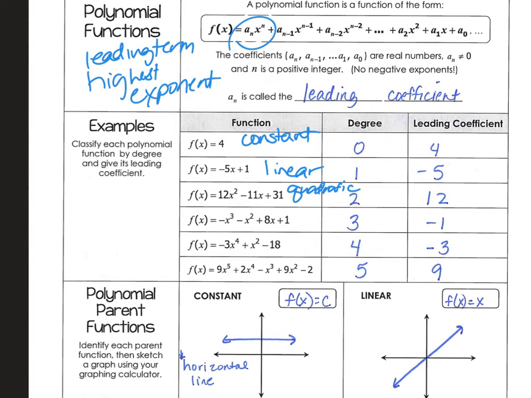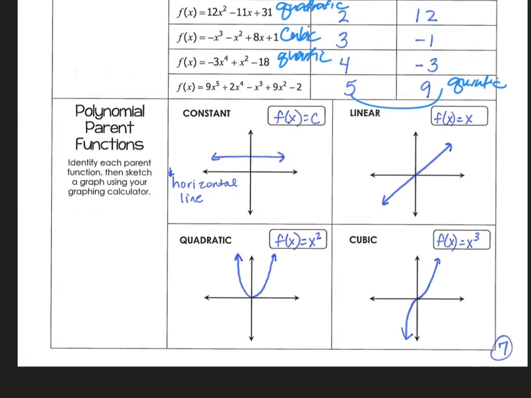Let me move my page up a little bit. The next one is cubic because it's degree 3. The leading coefficient is -1. The next one is quartic, which is degree 4. Leading coefficient is -3. And the final one is quintic because it's degree 5, and I'm going to write that over there. And a leading coefficient of +9. So all of these functions were given to you in standard form, and we used that to determine the degree and the leading coefficient.